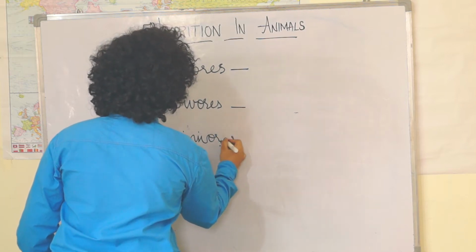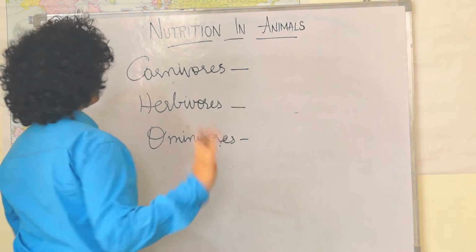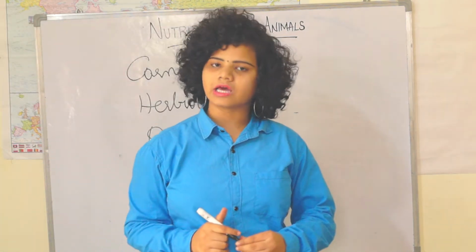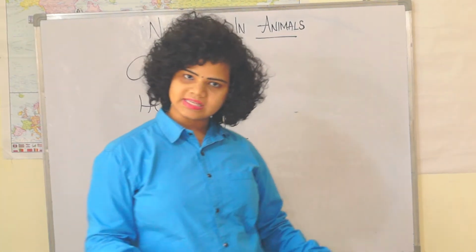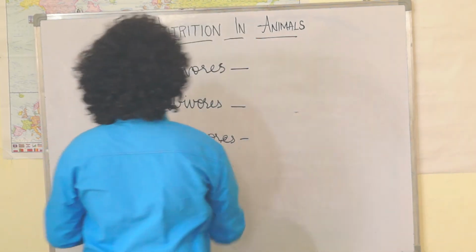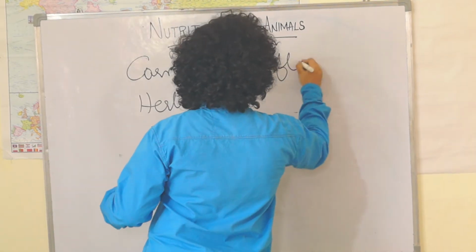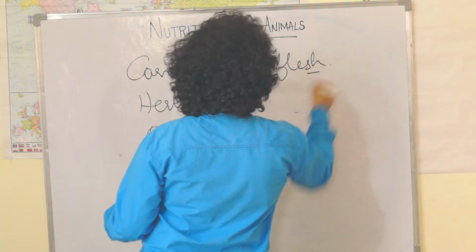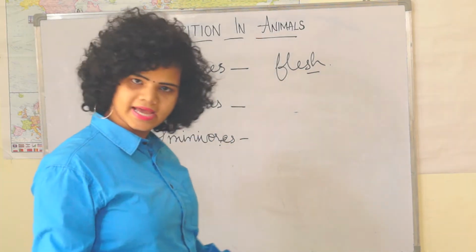So what are the carnivorous animals? The animals which eat only flesh. So flesh eating animals are called the carnivorous animals. The lion and the tiger are the best examples for the carnivorous animals.